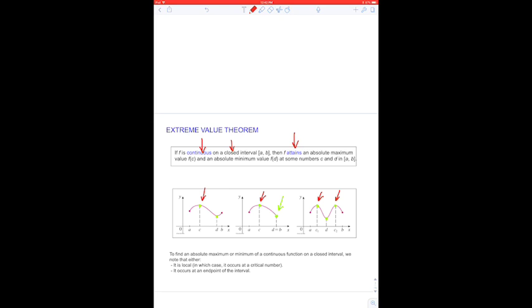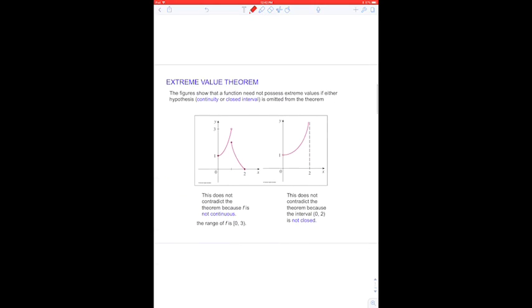Before we do this, we have to keep this condition, which means the function must be a continuous function defined on the closed interval. If we're not satisfying this condition, then the situation is different. The function doesn't really have a highest or a lowest point.